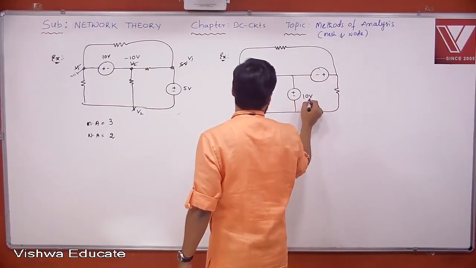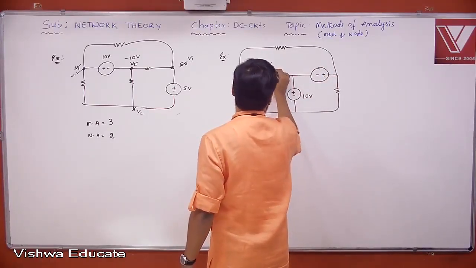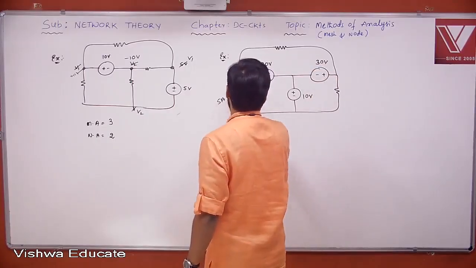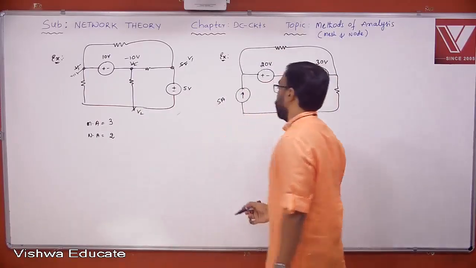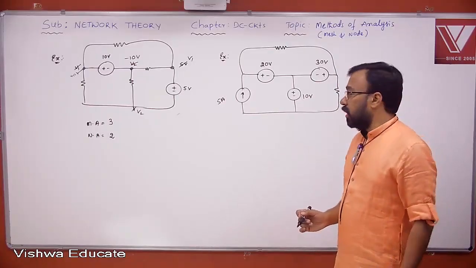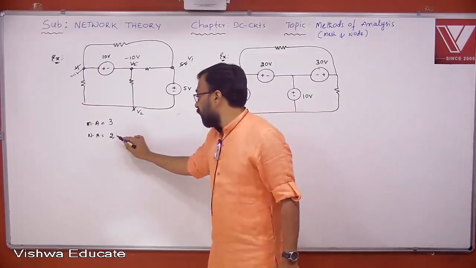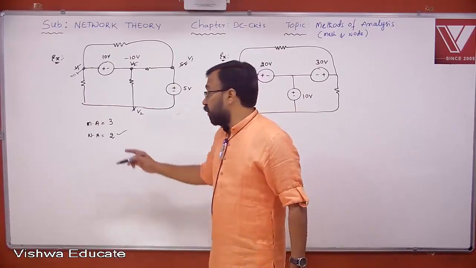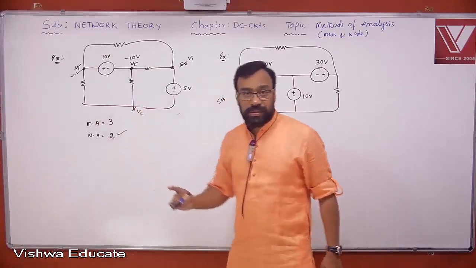Ten volts, 20 volts, 30 volts, 5 amperes, some resistor values are there. Now look at this, how many equations are required using mesh and node? So what are the minimum number of equations required here? 2. And by which method are you achieving that? Using node analysis in this context.